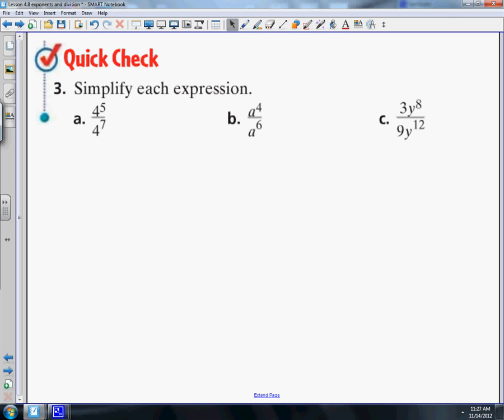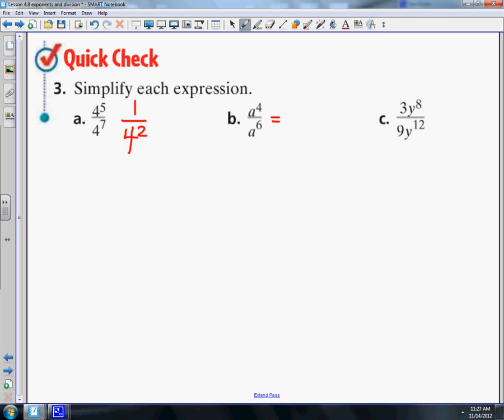All right, so simplify each expression. So try A, B, and C real quickly, and then I'll give you the right answers. So this is 4 to the 5th over 4 to the 7th. So what you're going to be left with is 1 over 4 squared.